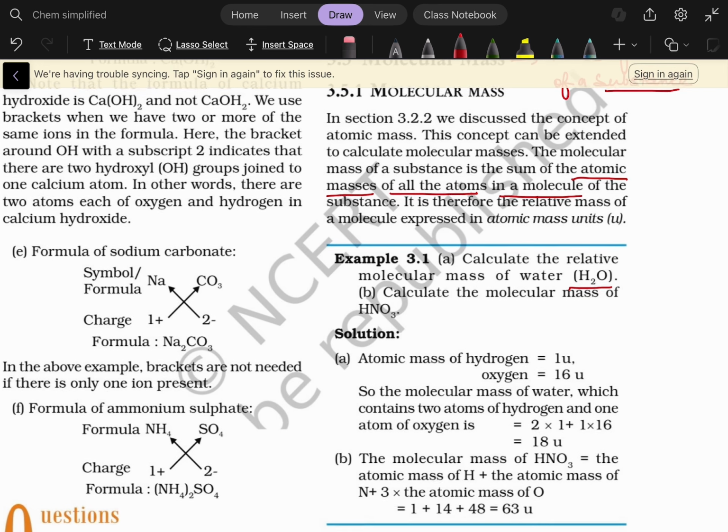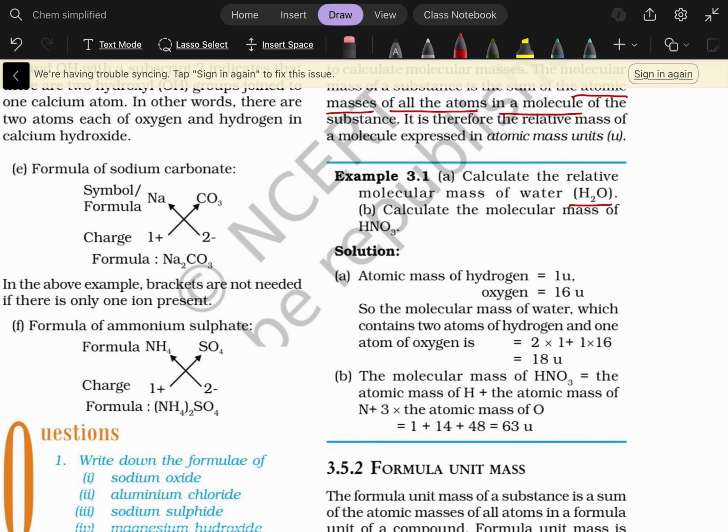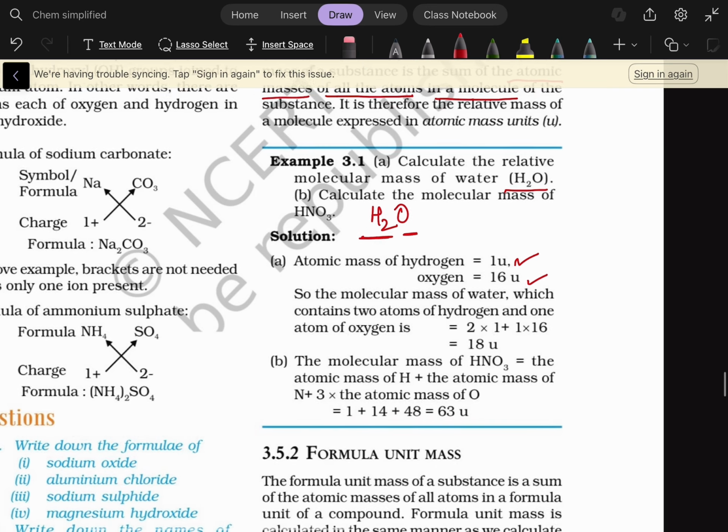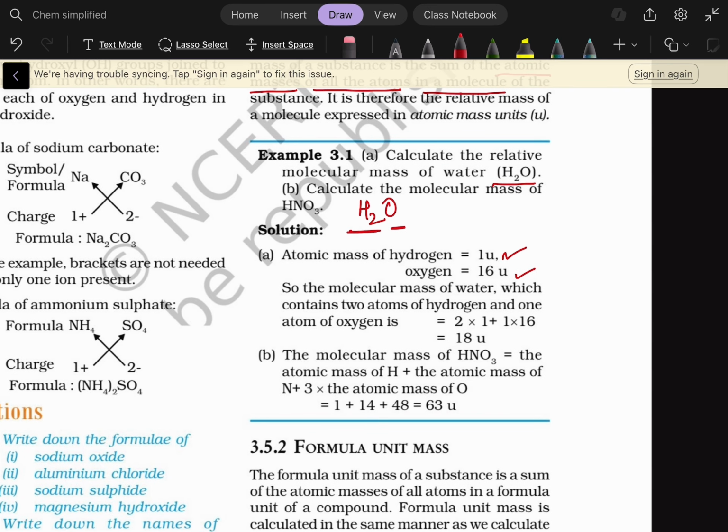So let's calculate it for water. In water, there are two atoms of hydrogen and one atom of oxygen. The atomic mass of hydrogen is 1 u. The atomic mass of oxygen is 16 u. So in order to calculate the molecular mass, we have to add the atomic masses of all the hydrogen atoms present in water and the atomic mass of the oxygen atom present in water.